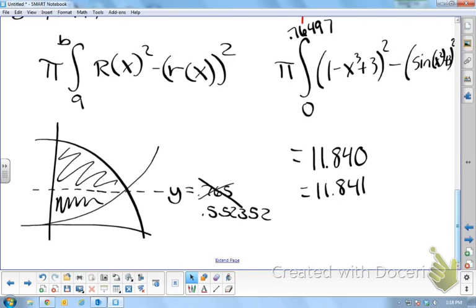Yes? How did you get the 0.552352? We plugged the 0.76497 into either 1 minus x cubed or into sine of x squared. We're finding a y value. And since it's where they cross, that y value should be the same, just like the x value there is the same.